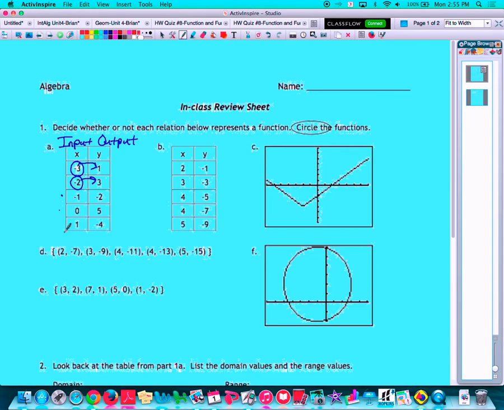So if I asked you an input of -1, you'd say output -2. Input of 0, output 5. So if that is the case where each input goes with exactly one output, then it is a function. So A is a function.